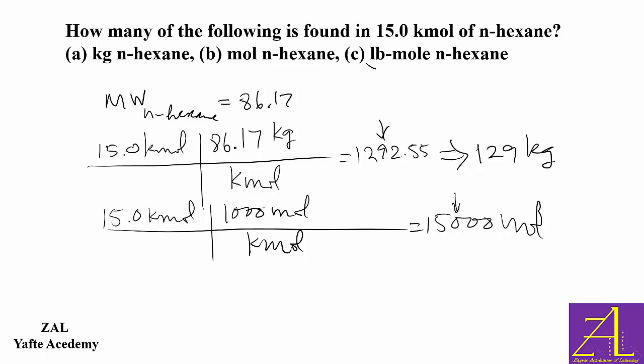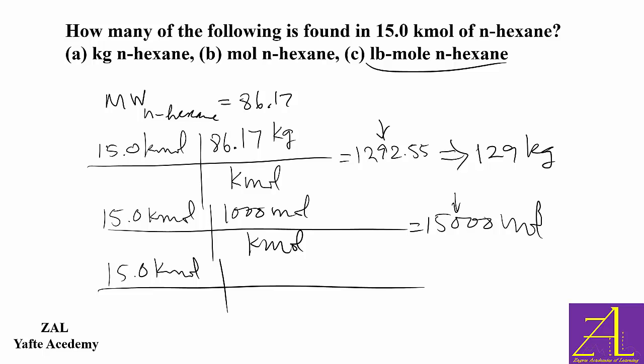Next, I have to address pound mole here. I have 15 kilomole, and I use the relationship between pound mole and kilomole. This relationship is the same as the relationship between pound mass and kilogram. So 2.20462 pound mole per kilomole. The answer is 33.1 pound mole.